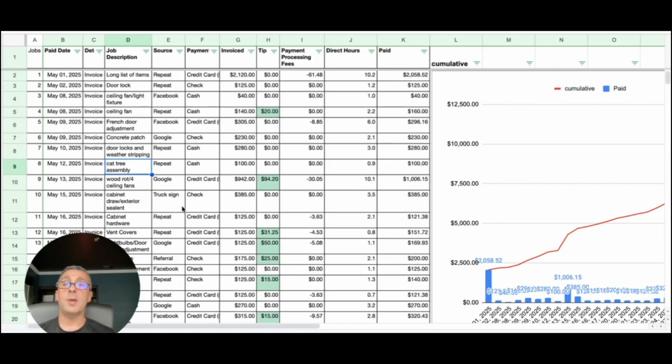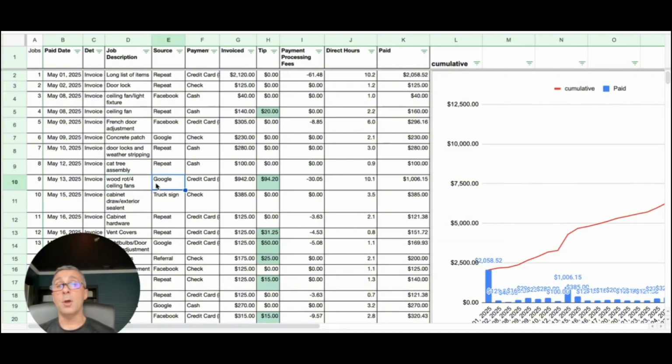So I had done some assembly work for this customer who's a repeat customer. The last time I was there, I did about 4 hours worth of work on this particular one. This customer likes to pay in cash, and she likes to pay by the hour, right? So I'm $100 an hour for this particular customer. I was there just about an hour, put this cat tree together, talked a little bit, and I was in and out.